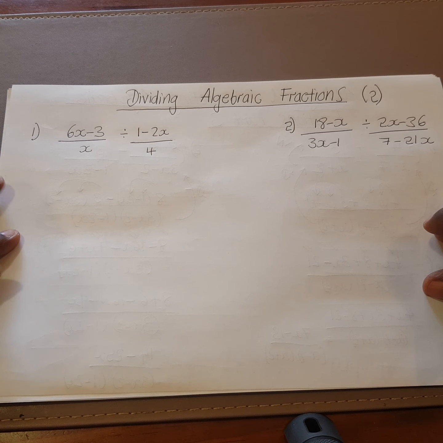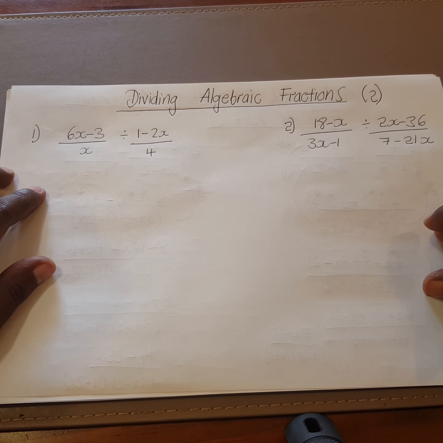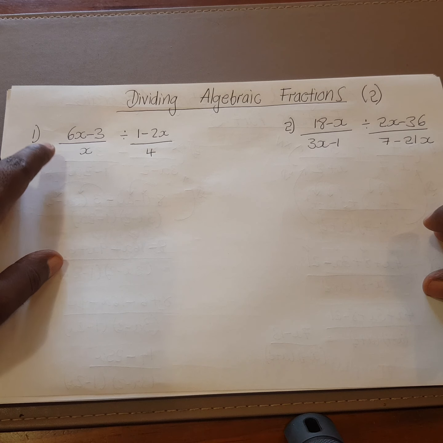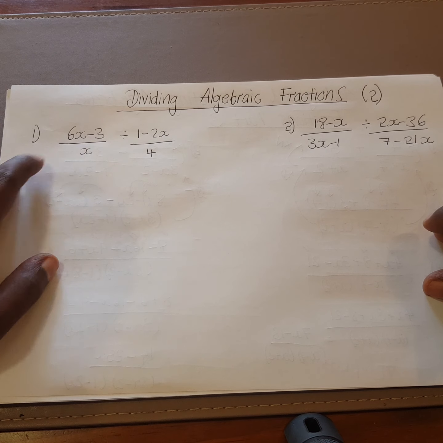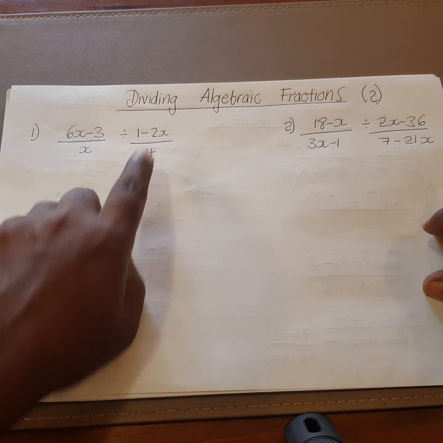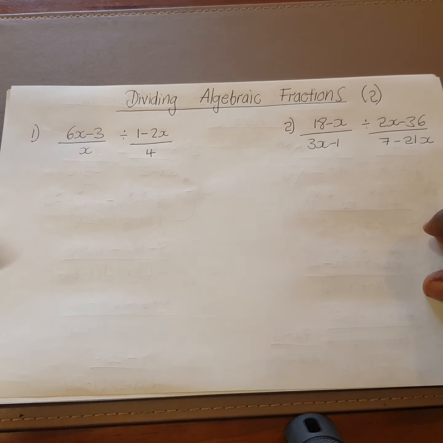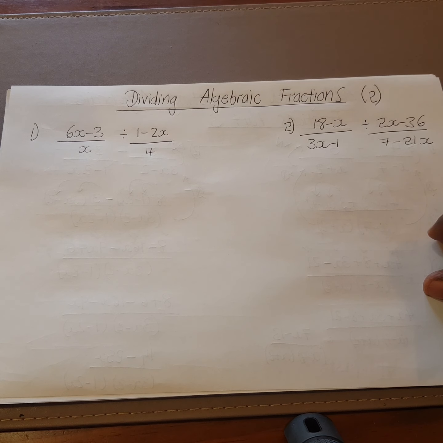All right, so let's look at the first one here. We've got 6x minus 3 over 6 divided by 1 minus 2x over 4. Now let me make this absolutely clear: when you're dividing fractions, it is not the same as adding or subtracting fractions.